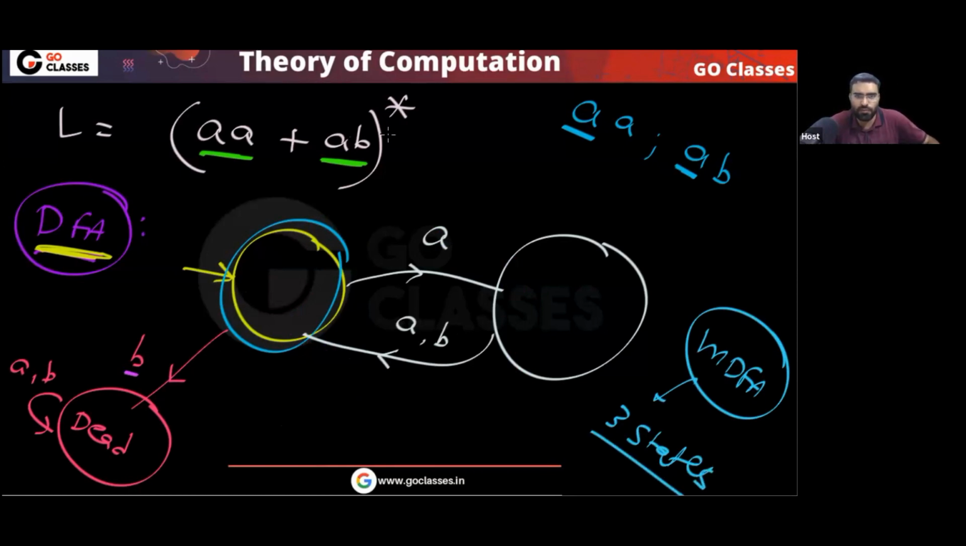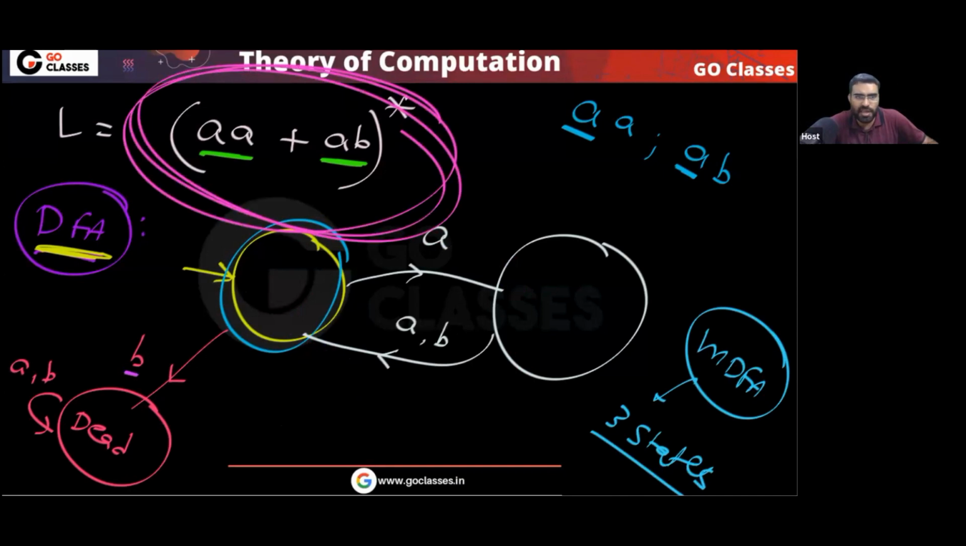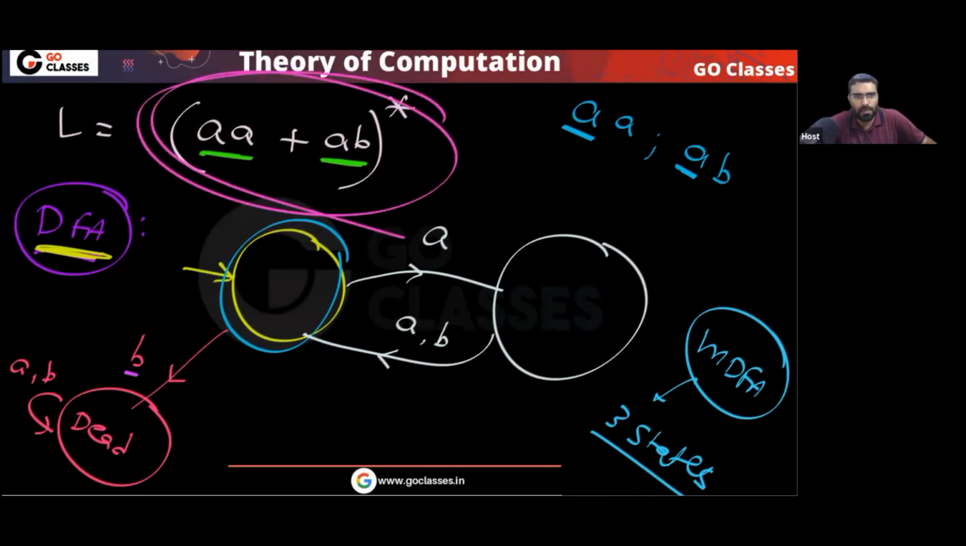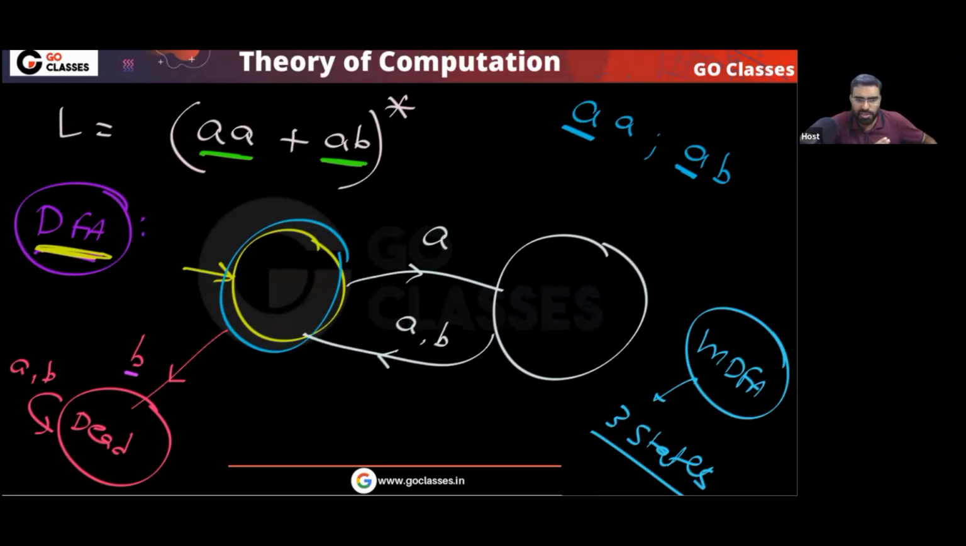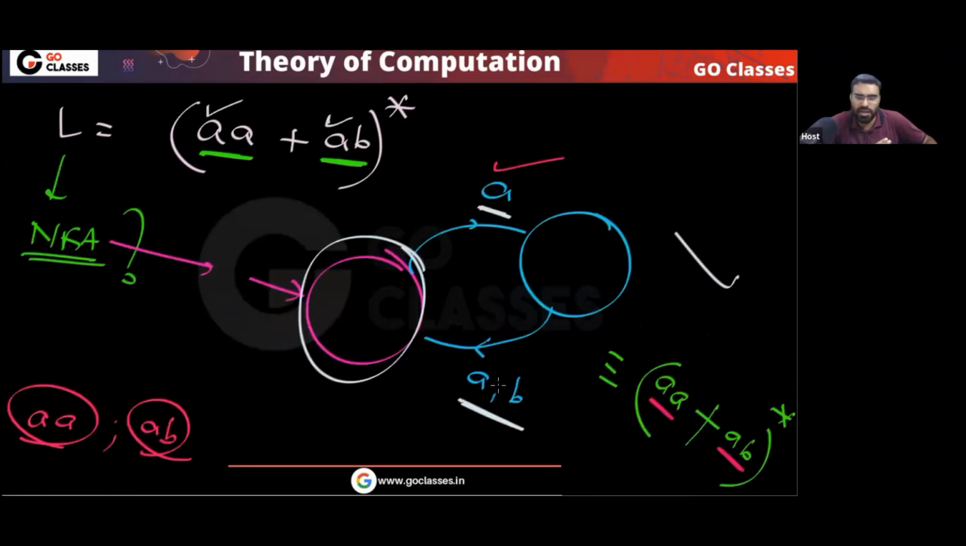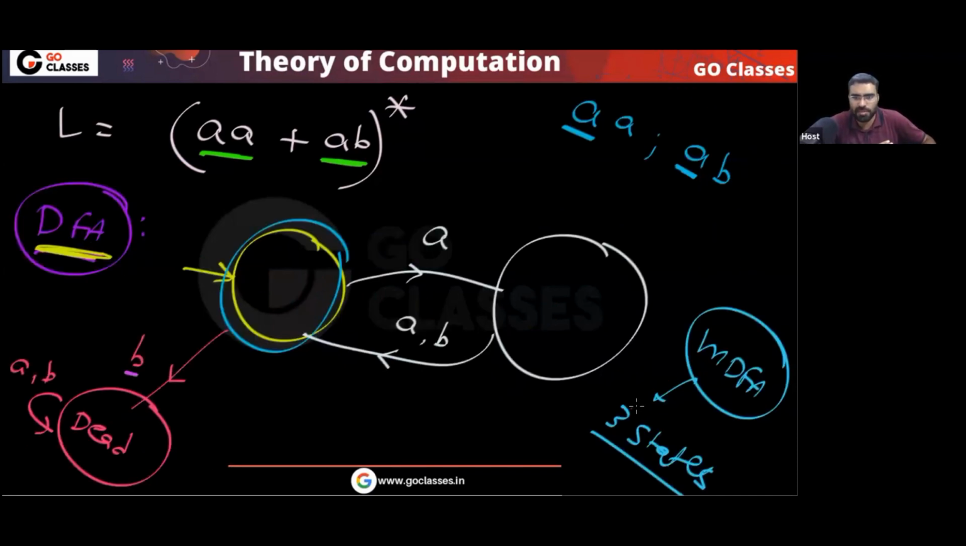So for this language, we have created an NFA and we have created a DFA. This is your DFA on your screen right now, and this is your NFA. The minimal NFA will have 2 states, and the minimal DFA will have 3 states. Understood? The construction of the DFA.